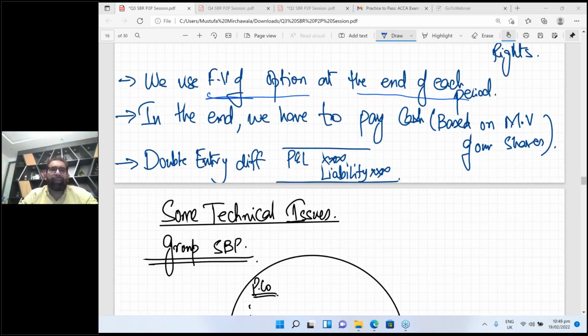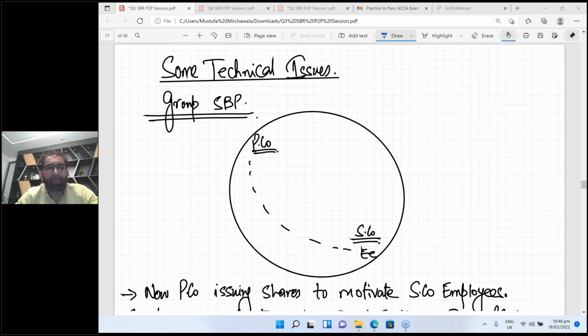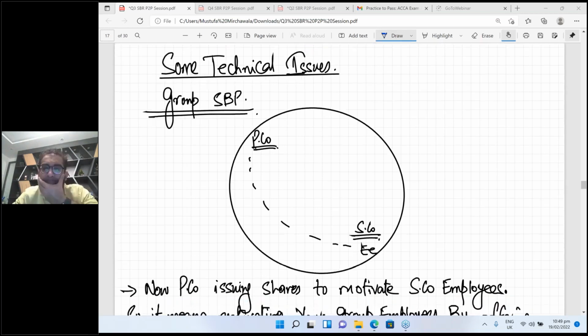Now some technical issues. Group SBP. This is called group share based payment. Listen. Can you see this circle? This circle is group. Now wait. You know what is the scope of IFRS 2? Just concentrate on the scope of IFRS 2 with me.